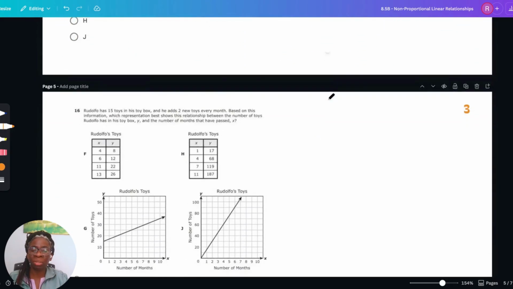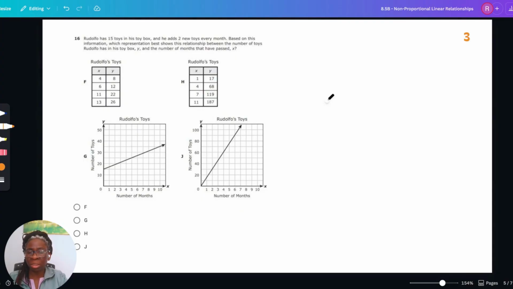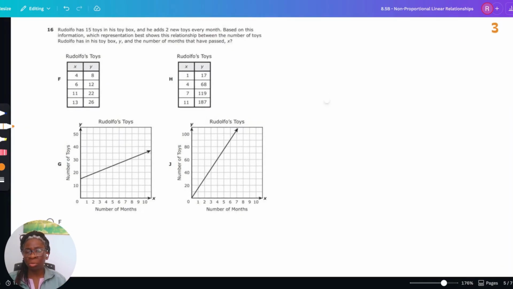So now let's move to the next one. Rodolfo has 15 toys in his toy box, so the initial amount, b, is 15. He has 15 toys initially, that is the starting point. And he adds 2 new toys every month, that is the rate, so m is 2. Based on this information, which representation best shows the relationship between the number of toys and the number of months?